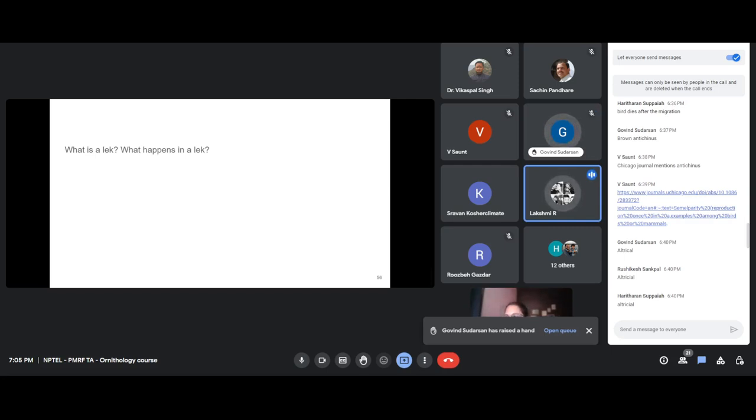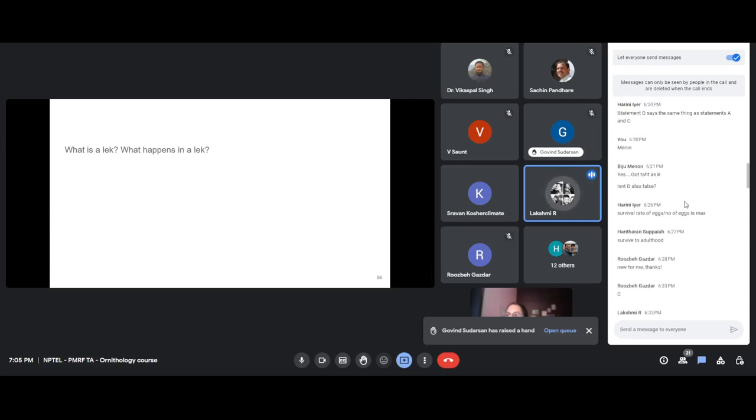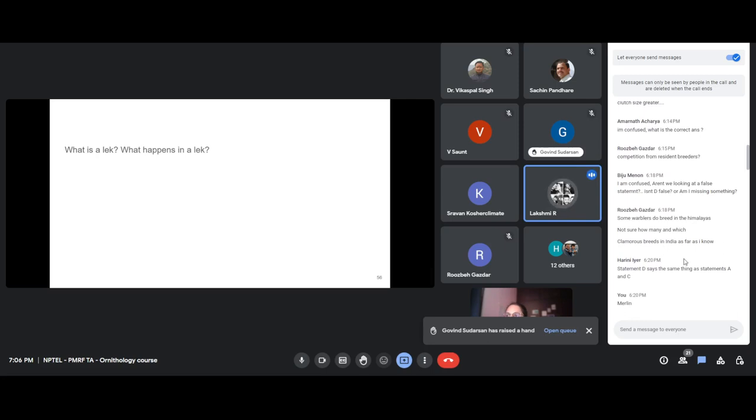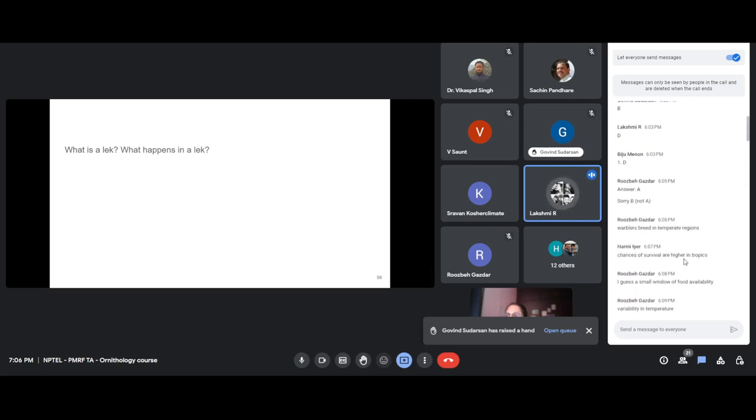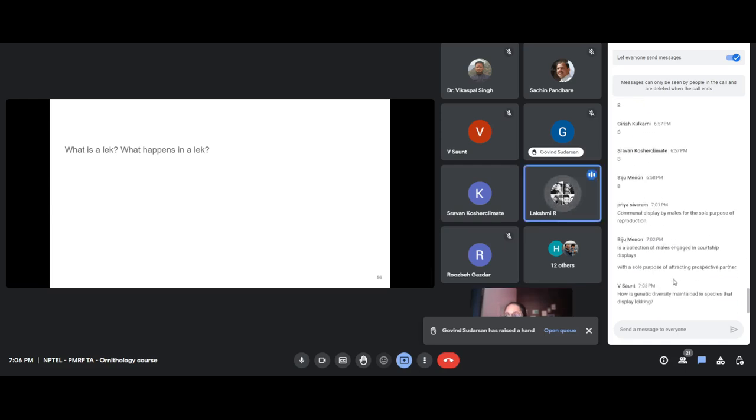There was a question in the chat box for which I can have a tangential answer. I just want to answer the question. I don't know what the question is. Read out the question. How is genetic diversity maintained in species that display lekking? Is this right now in the chat box? Oh, yeah, right. Okay.